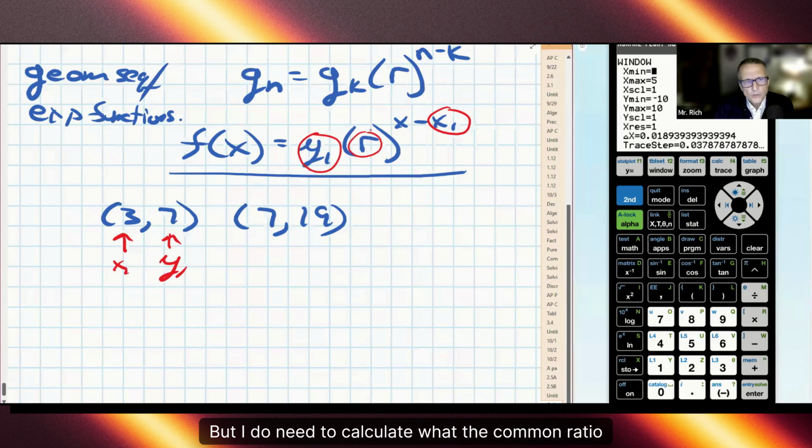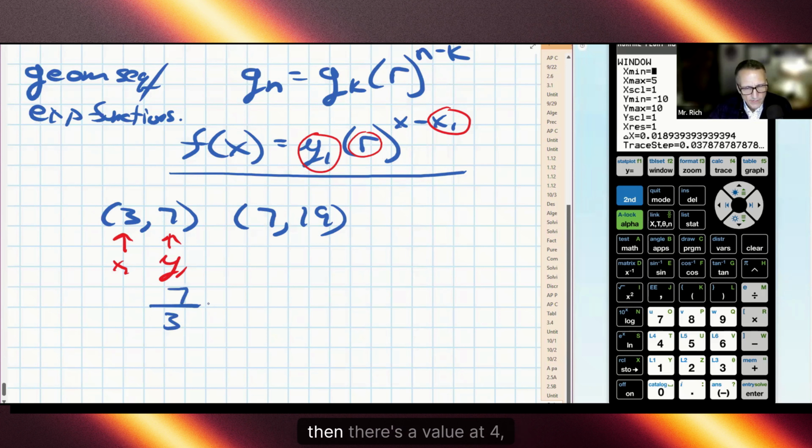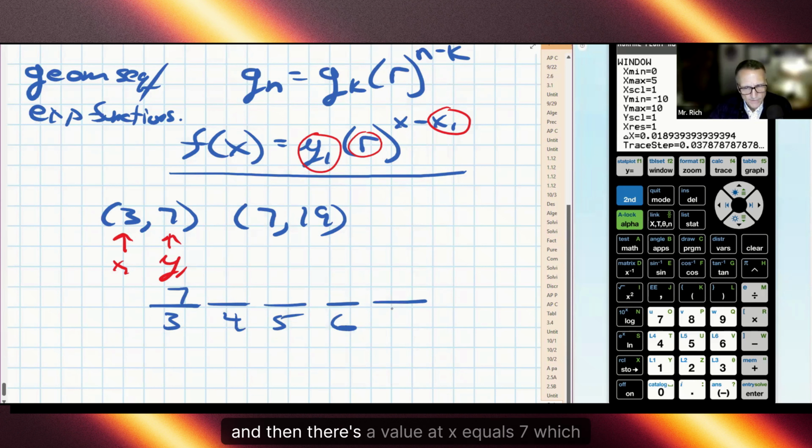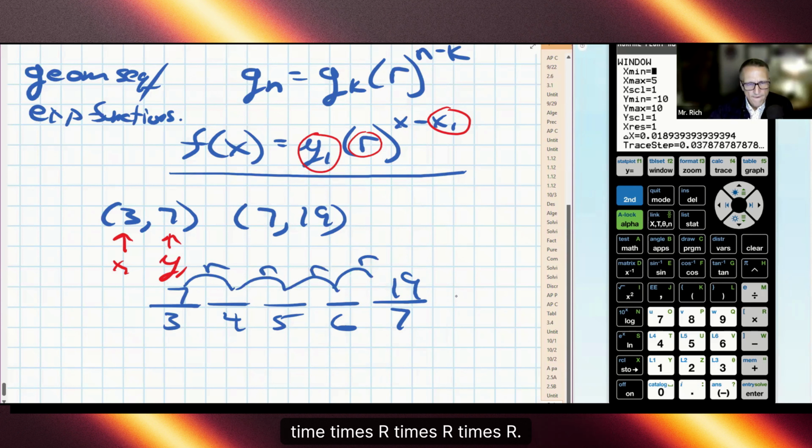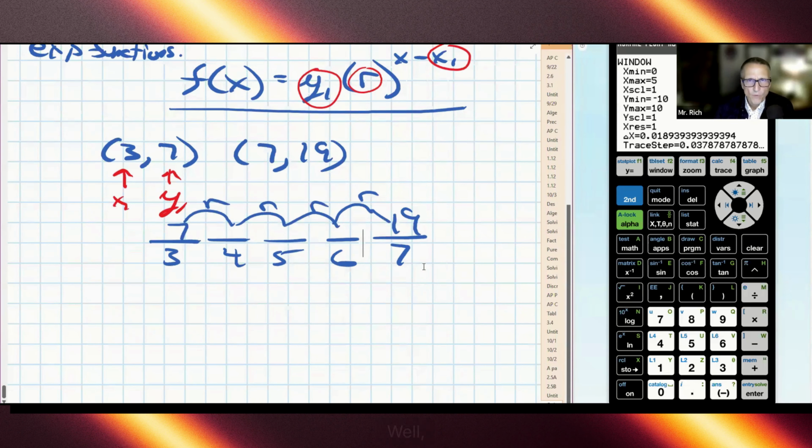If I tell you that (3, 7) is one of the points, that means that when x is 3, y is 7, then there's a value at 4, there's a value at 5, there's a value at 6, and then there's a value at x equals 7, which happens to be 19. I don't know those in betweens. But one thing I do know is that as I move from 7 towards 19, I would be multiplying by the common ratio each time: times r, times r, times r. Well, how many times do I have to multiply 7 by r to get to the answer of 19 at the 7th term? Well, 4 times.